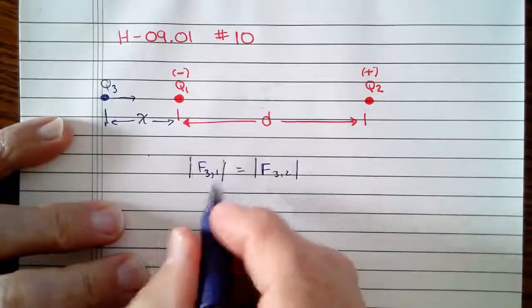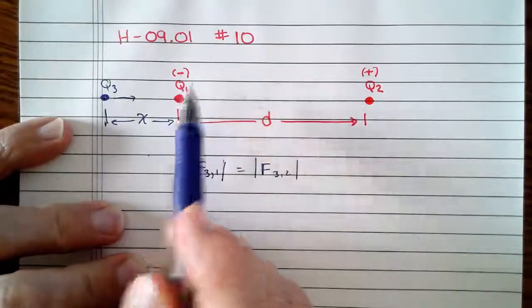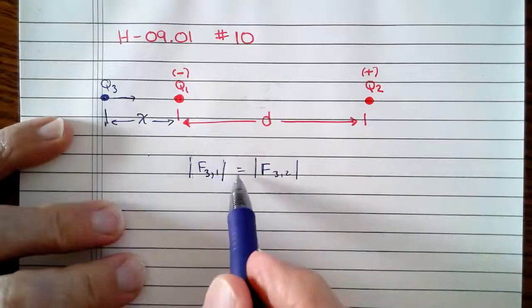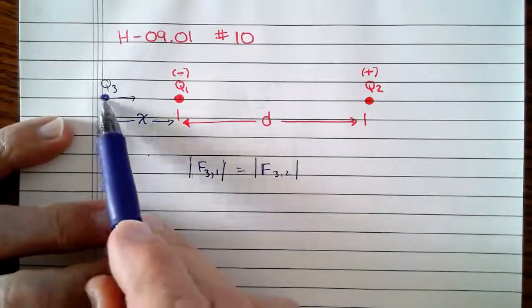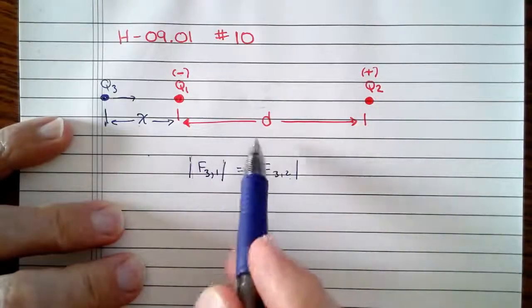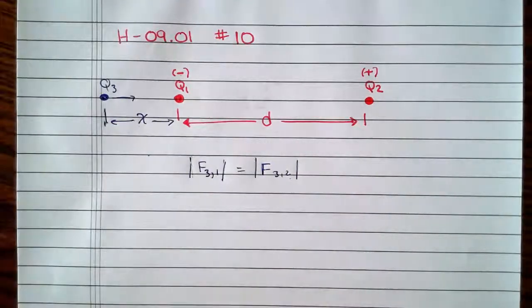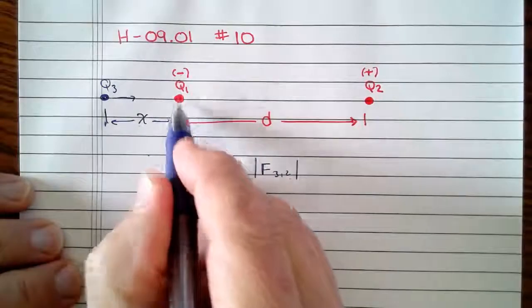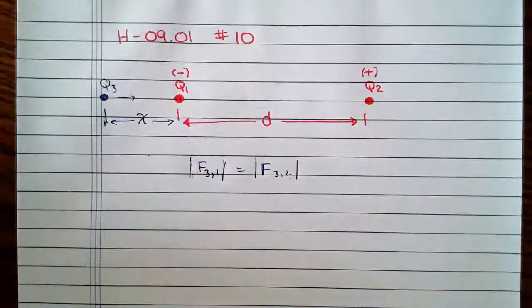So the force on 3 due to 1 will be K Q3 Q1 over x squared. And that's going to have to equal the force on 3 due to 2, which is going to be K Q3 Q2 divided by (x plus d) squared, because it's over to the left here. And then you can solve that equation for x. And then, because this is a number line and Q1 is at 0, when you find x, the position of Q3 is actually going to be a negative value. But you need to solve for x first for this problem, and then make it negative.